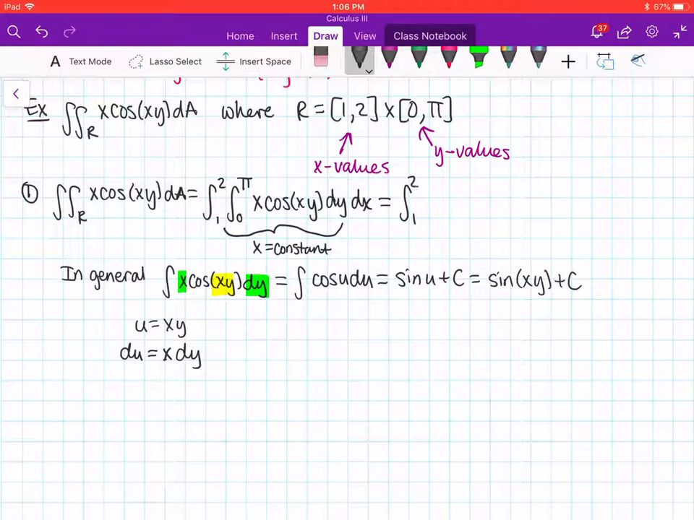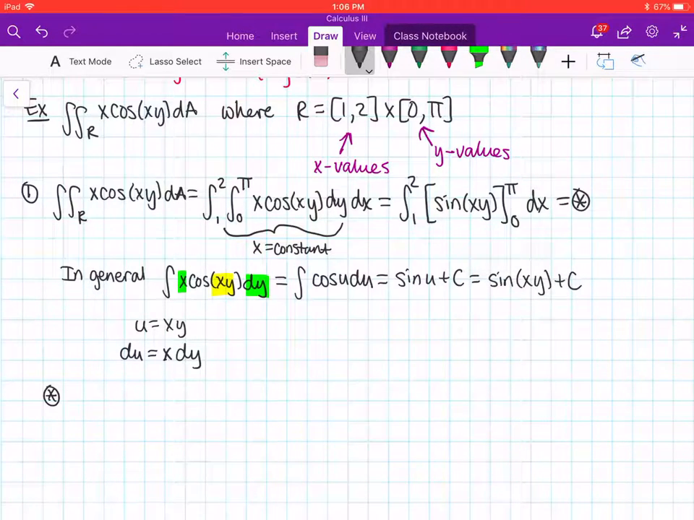So we got 1 to 2. We know what this antiderivative is. It's just sine xy, and then we had to evaluate it from 0 to pi. And we still had to integrate with respect to x. Alright, so that's our integral, the sine of xy, and then we don't need the plus c since we're doing the fundamental theorem of calculus. So let's say that that equals star.